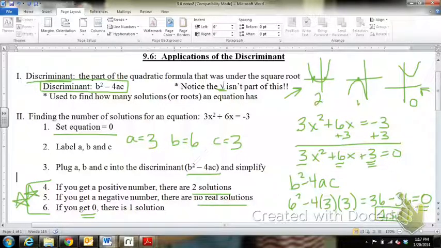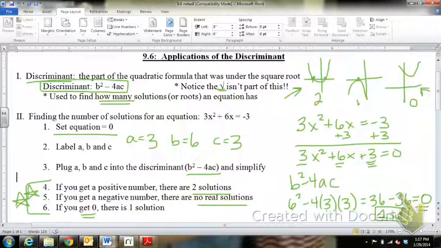Okay, that's what these questions are going to be asking. How many solutions does the equation have? So if you get a positive number, you say 2 solutions. You get a negative number, you say no solutions, and if you get 0, there's just 1 solution.